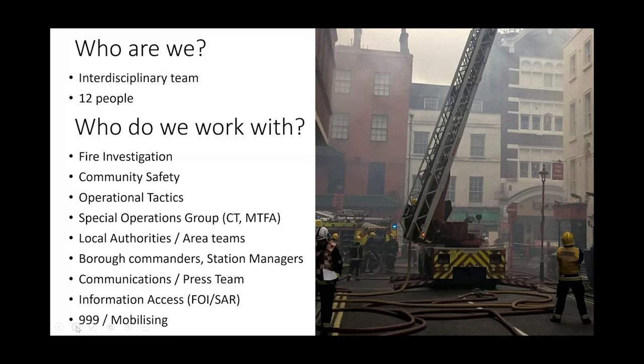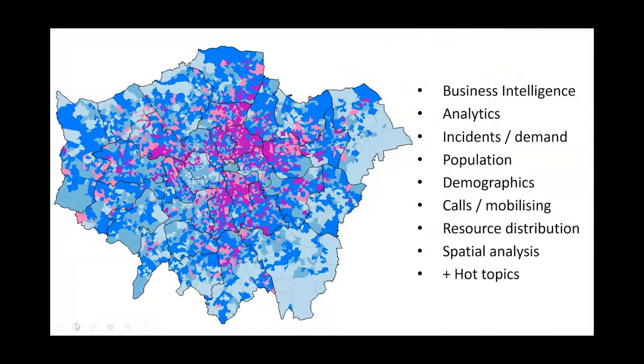As I mentioned, we provide business intelligence to the organization. We do all their day-to-day analytics. We look at incidents and the demand of incidents. We have a spatial mapping function within the department where we can display the spatial analysis of our demographic analysis. And we also look at hot topics that come up like electronic cigarettes and driverless cars, whatever it might be that's the flavor of the month in terms of analysis.